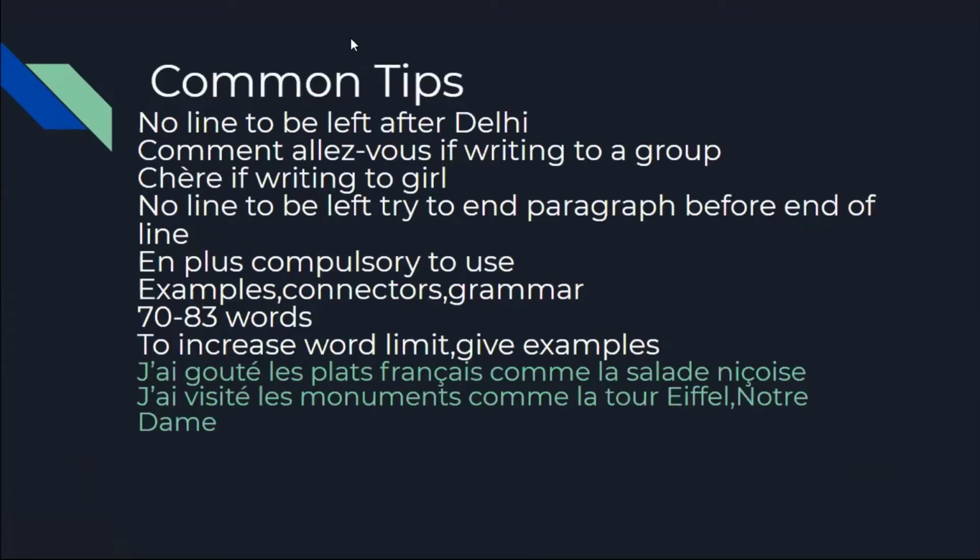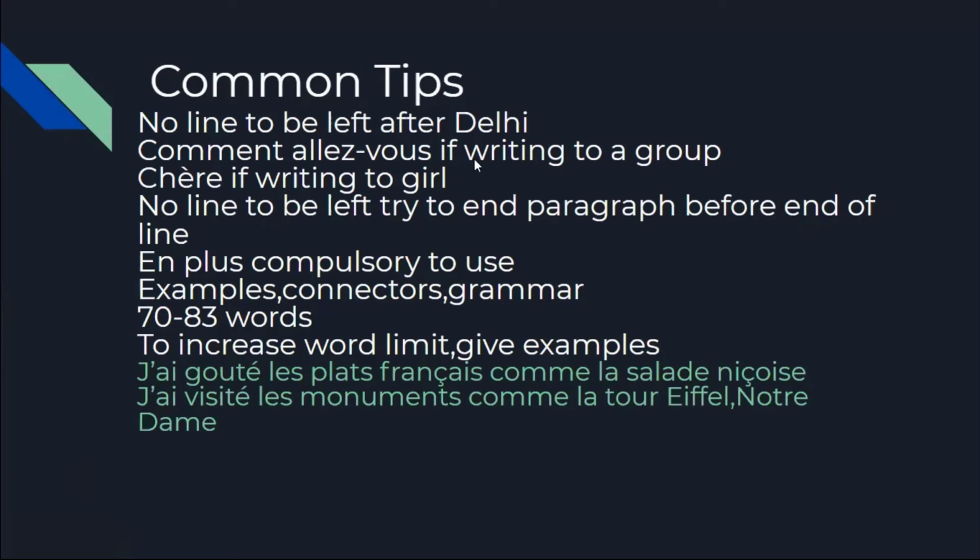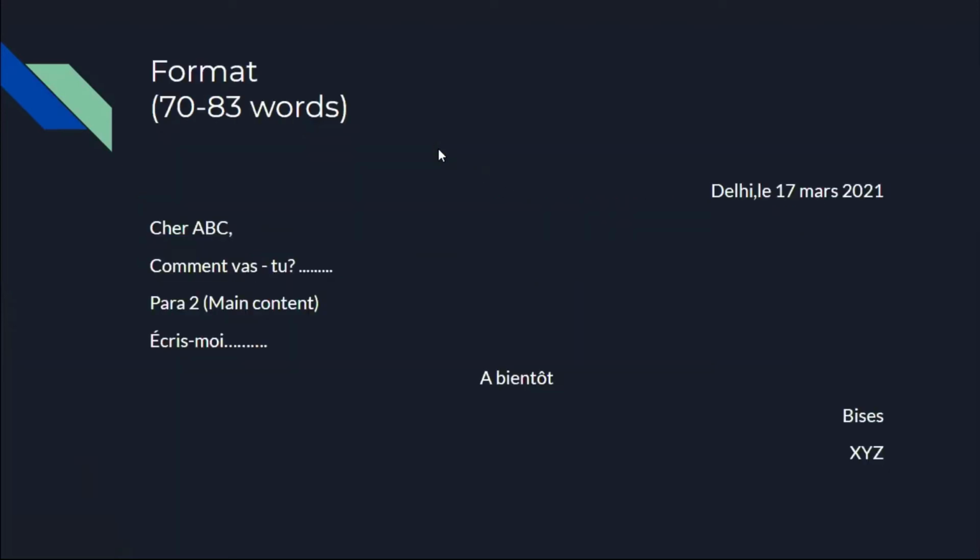Now, common tips. No line is to be left after Delhi. After Delhi means no line is to be left after the place and the date, as we discussed while discussing the format. Comment allez-vous if writing to a group. Here we are writing Comment vas-tu, but you can write Comment allez-vous if writing to a group.